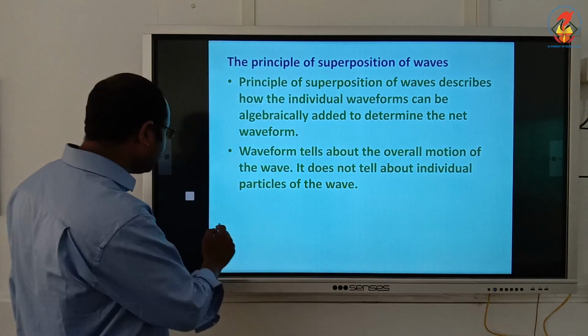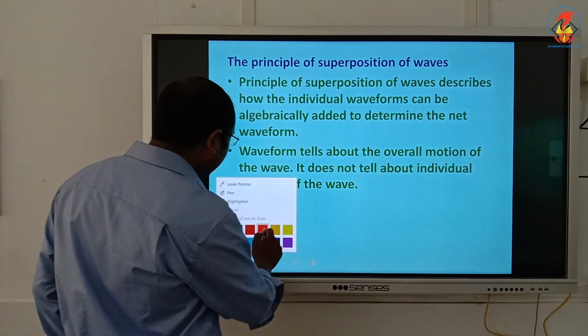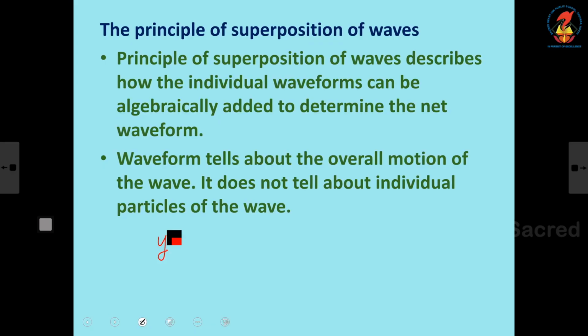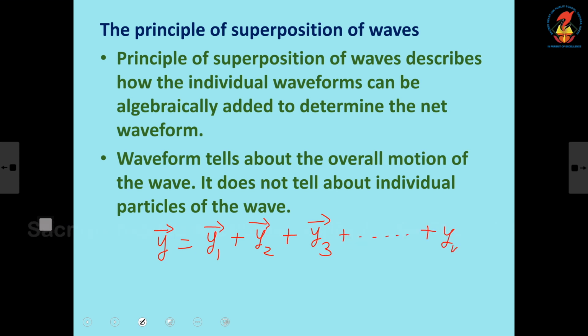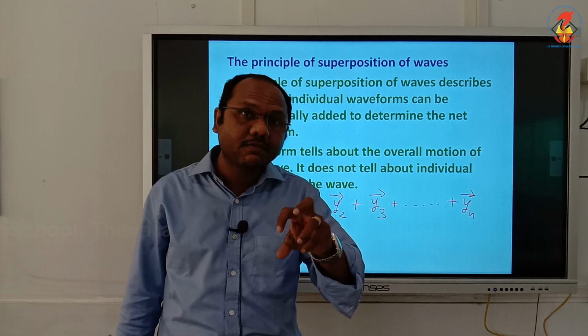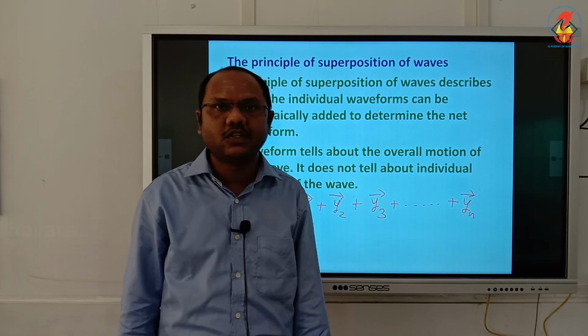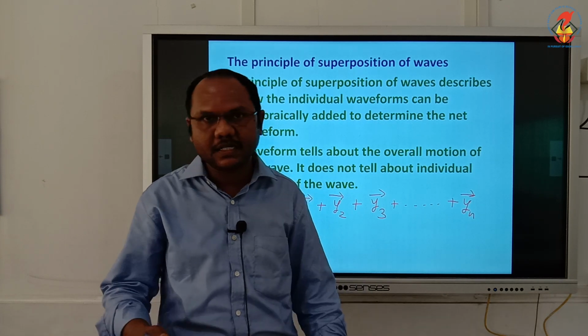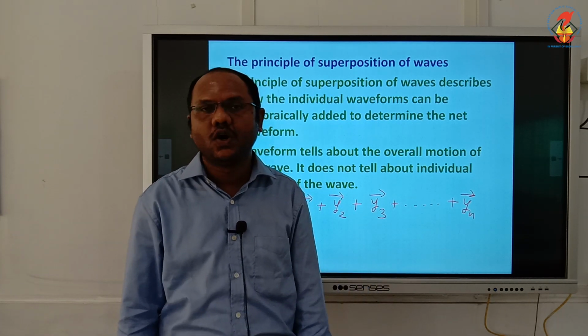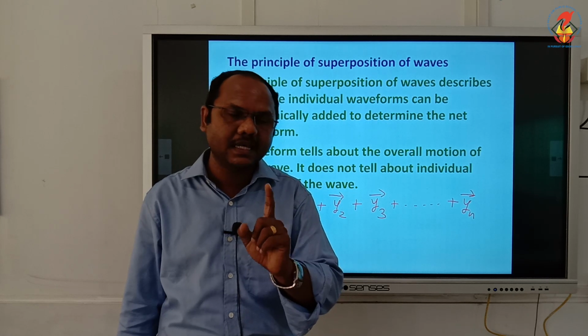So I have to write like this. The resultant displacement can be written like this: vector y is equal to vector y1 plus vector y2 plus vector y3 plus etc., vector yn. That means I have to look at the angle of the wave, I have to look at the phase of the wave, and only then I should decide whether I should add or subtract or whether I do vector addition.